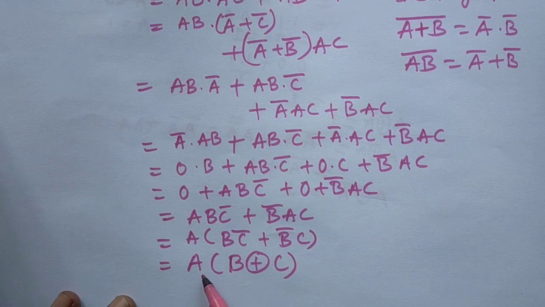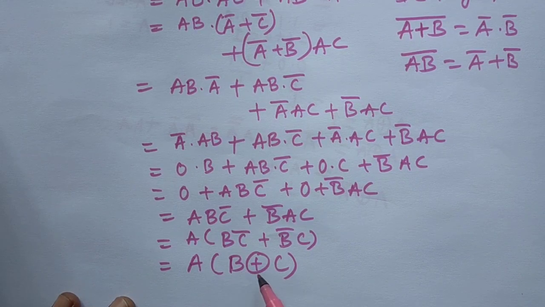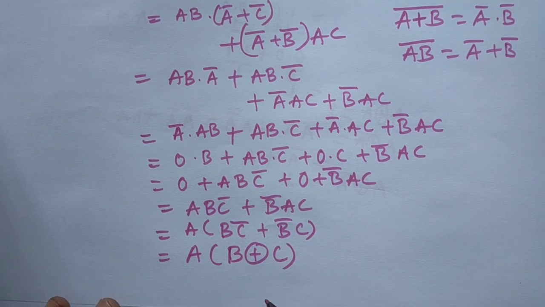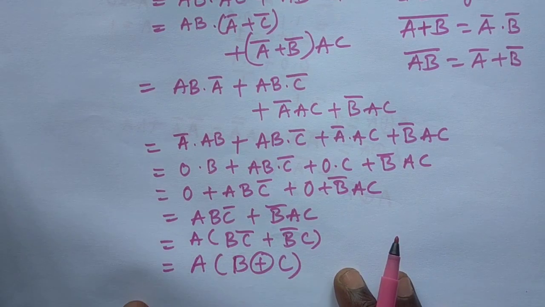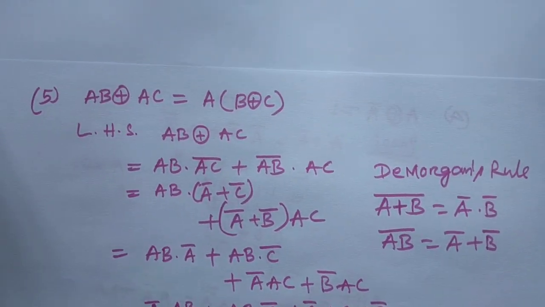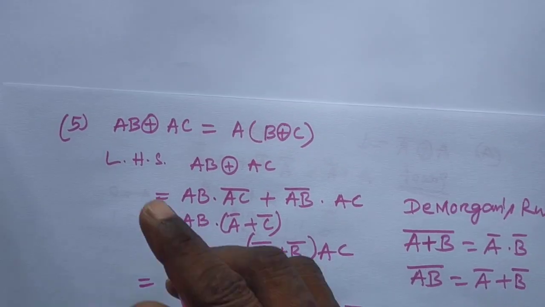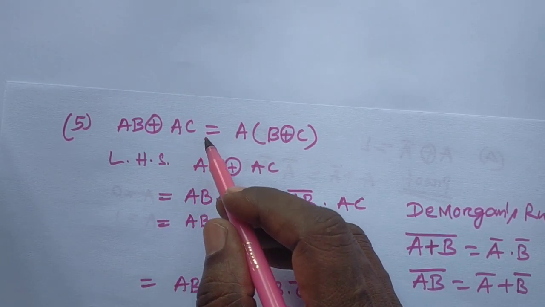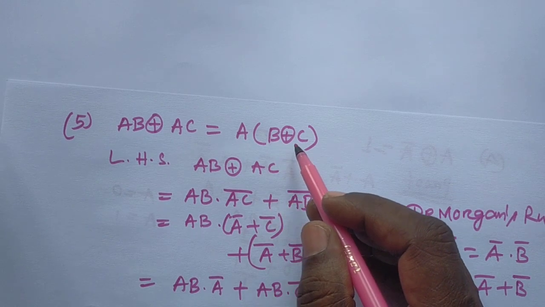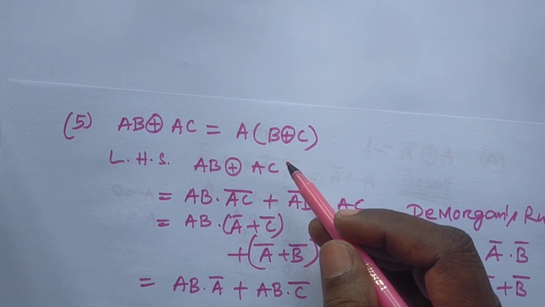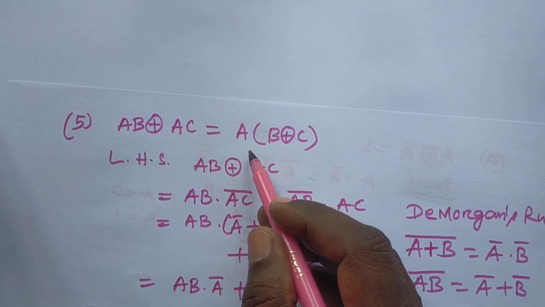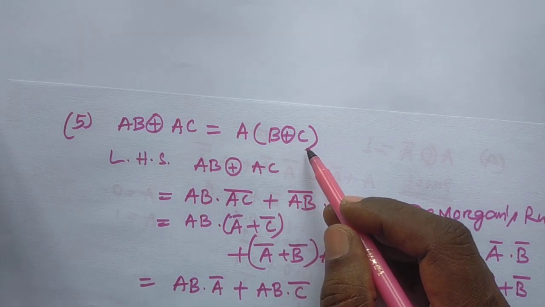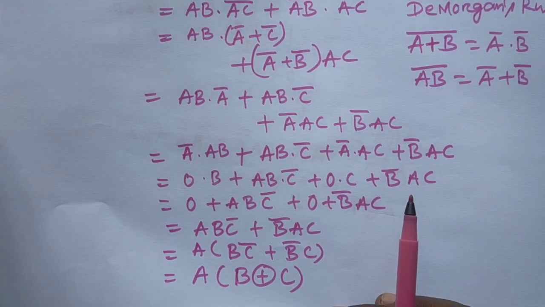So now A product with B XOR with C. Okay, so this is our proof. You see our original is here like this: AB XOR with AC is equal to A times B XOR with C. This is our original. So now we have proved AB XOR with AC is equal to A product with B XOR with C.